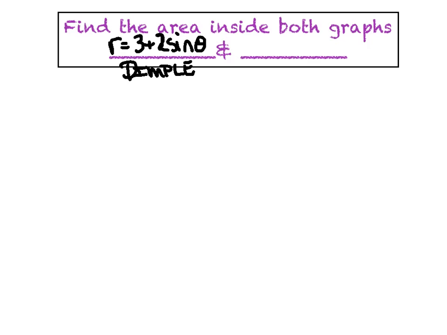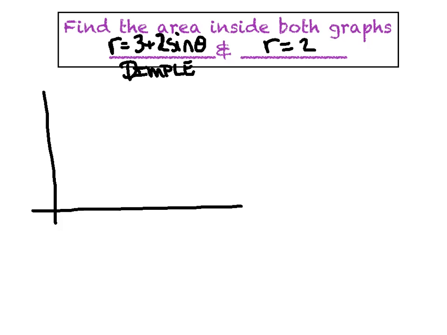That's the big difference. The cardioid's non-differentiable when it hits the pole, but our dimple is going to be nice and smooth throughout the entire curve. And I also want you to consider r equals 2, which is a very well-behaved circle centered at the origin, or at the pole, with a radius of 2 going all the way around it. So we're going to sketch both of these curves, and then find the area that happens to be inside both of the curves. I think this is a good one to do rectangularly. We've got pi over 2, pi, 3 pi over 2, 2 pi.